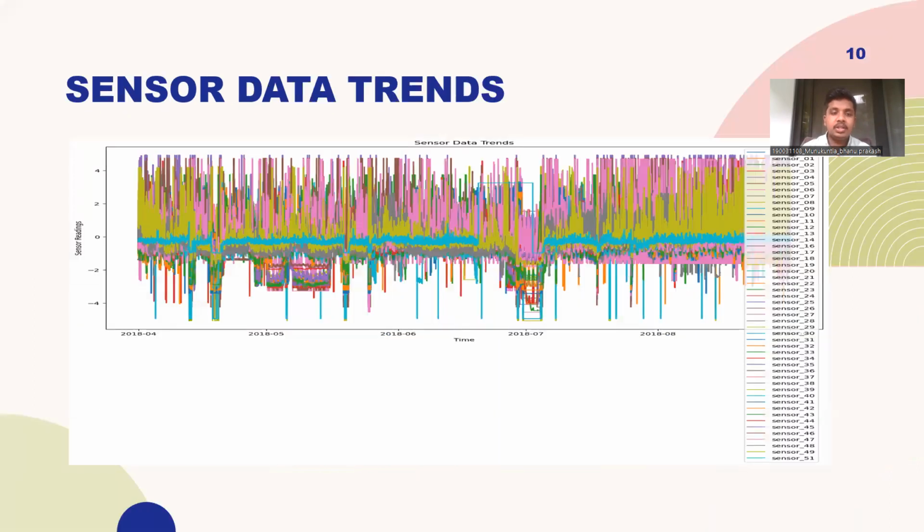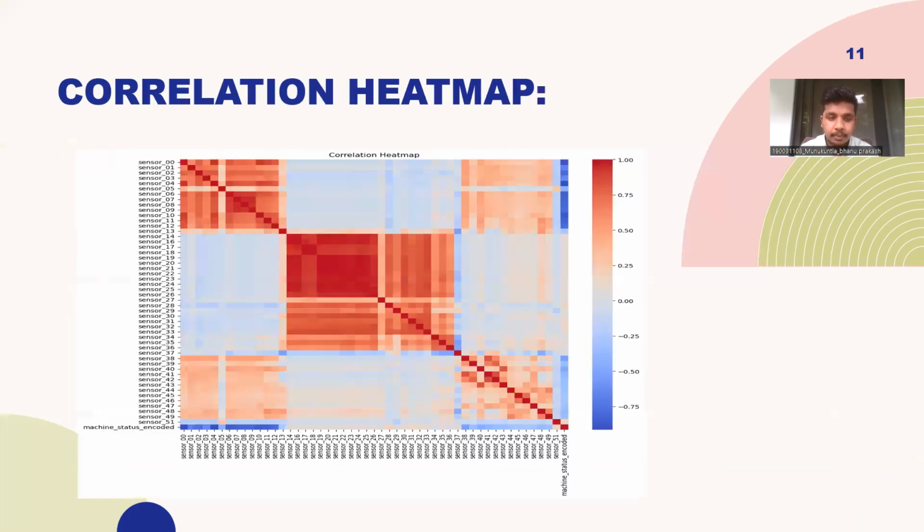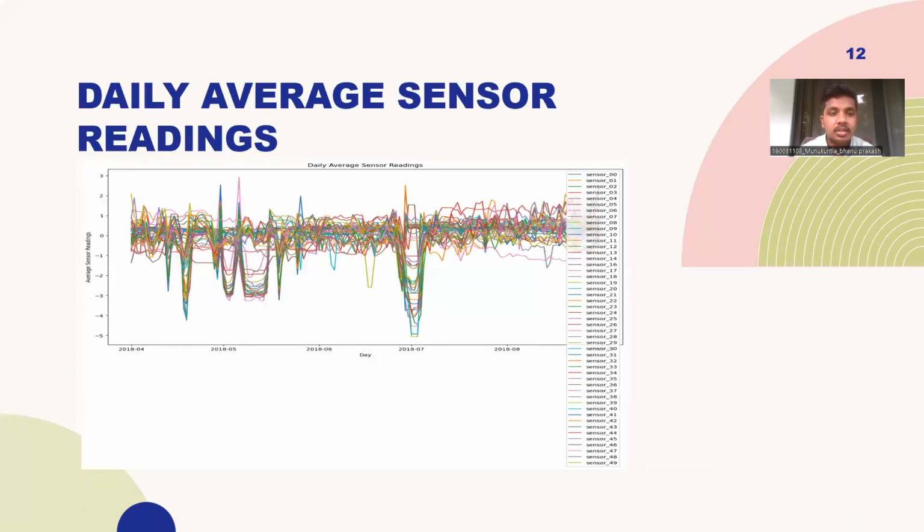Now, here I've shown sensor data trends. I mean, for every sensor there is a different color that indicates the wave, which you can see in the image. The data starts from April 2018, and this is a correlation heat map. And this is the daily average sensor readings of my sensors.